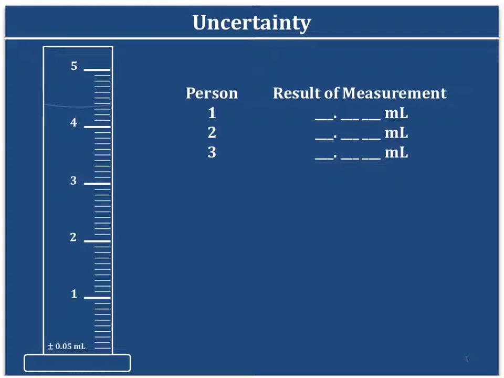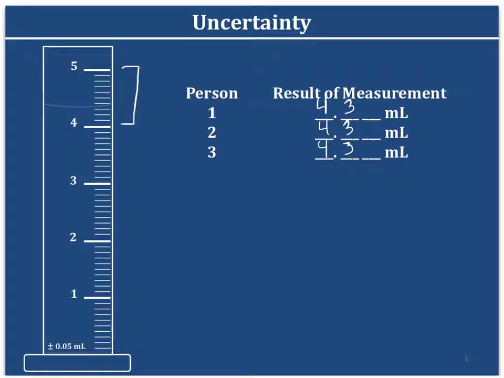So each person that comes up and reads this water level, they should probably see that it is definitely between 4 and 5. We can definitely see that. So everyone should say it's 4 point something. And then these next little tick marks, they're dividing this cylinder up into 0.1. So this is 4.1, 4.2, 4.3, 4.4, and so on. So hopefully everyone should also be able to see that it's somewhere between 4.3 and 4.4. So everyone's second digit should be the same.